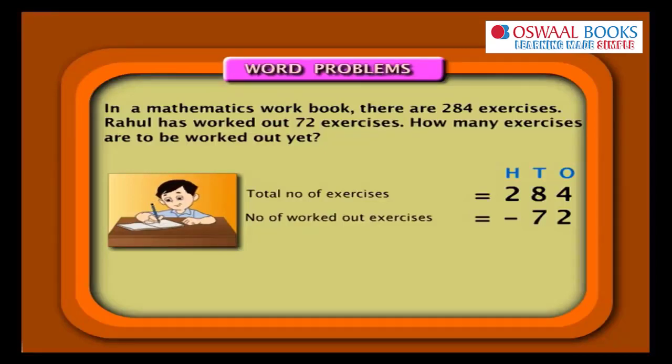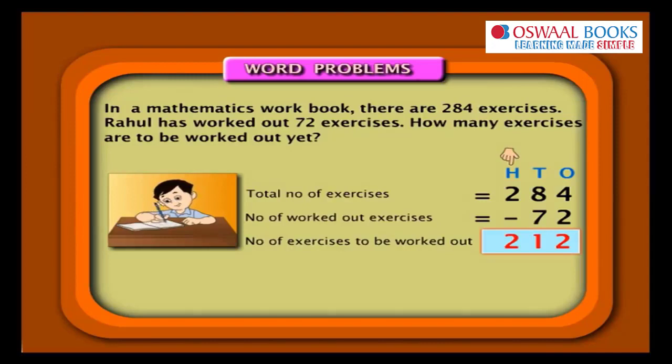To find the number of exercises to be worked out, we should follow the following steps. Subtract ones column. 4 minus 2 is equal to 2. Write 2 below the ones column. Subtract the tens column. 8 minus 7 is equal to 1. Write 1 below the tens column. Subtract the hundreds column. 2 minus 0 is equal to 2. Write 2 below the hundreds column.